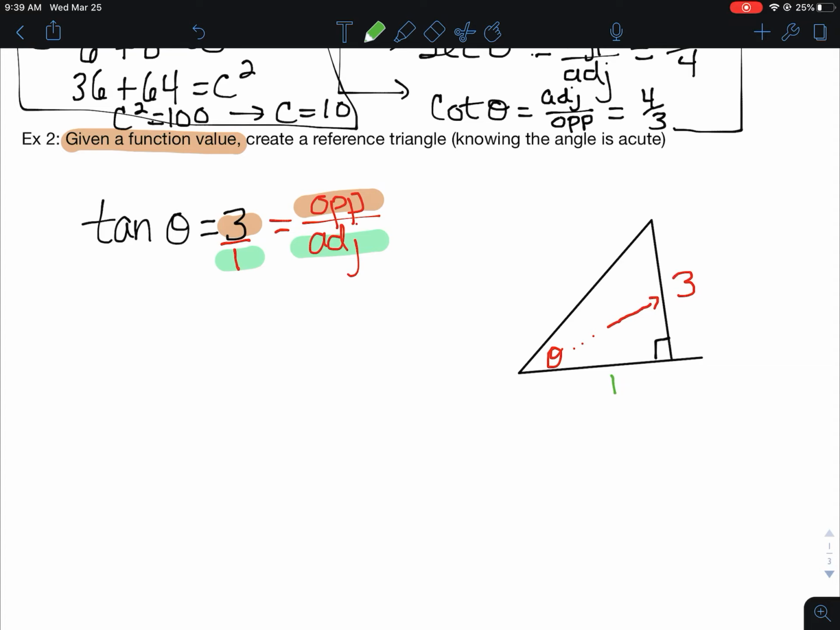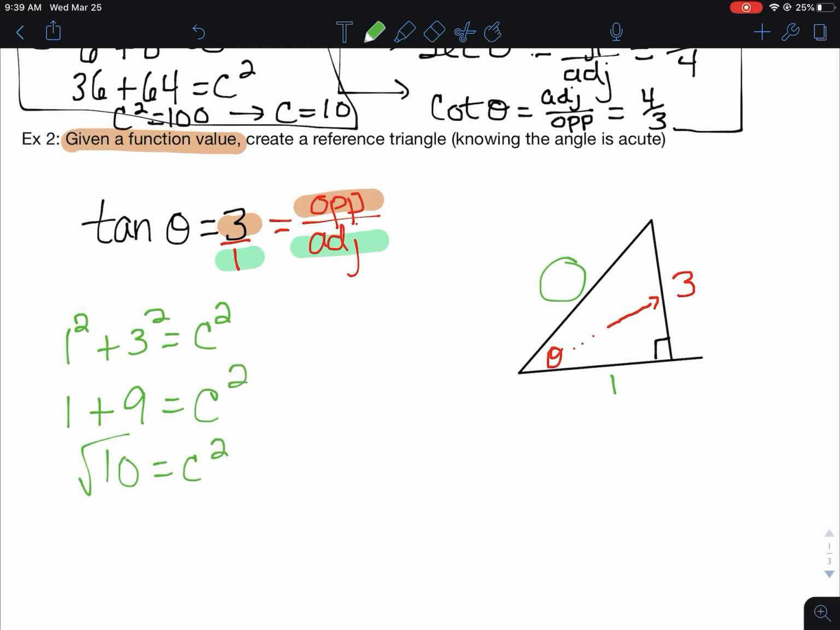And then again, just like we did up above, we're going to use Pythagorean theorem to find the missing side here. So a squared plus b squared equals c squared. 1 squared plus 3 squared is equal to c squared. Remember, c is always the hypotenuse. So 1 plus 9 is equal to c squared, or 10 is equal to c squared. And taking the square root of that, c is equal to the square root of 10.